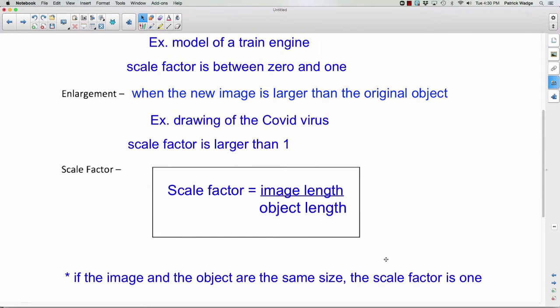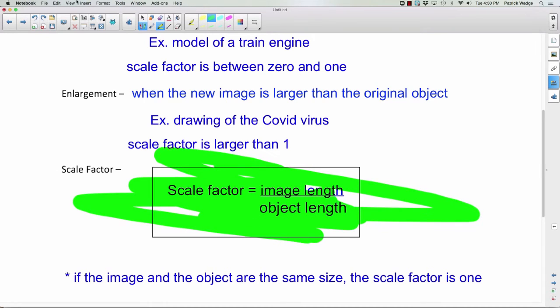Okay, lots of notes there. Sorry about that. But this scale factor formula here is the key to the whole thing. We're going to use this over and over on the next page. Okay, let's do it.